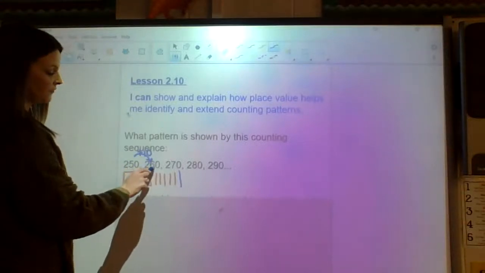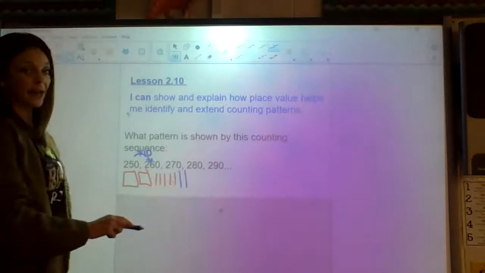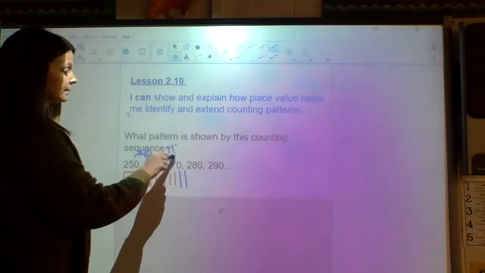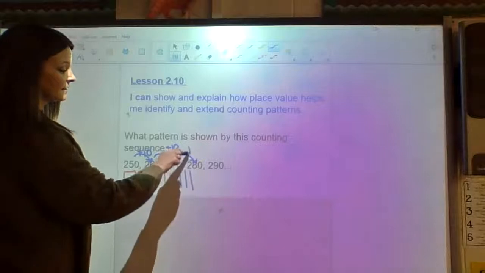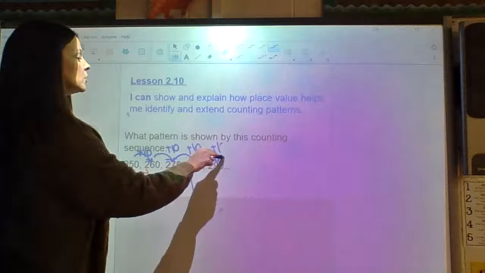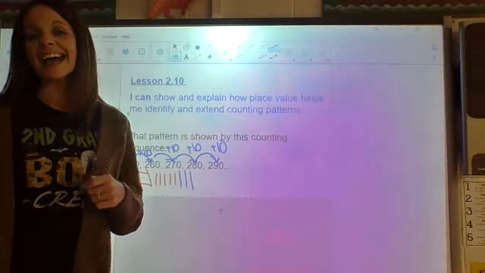What's changing from 260 to 270? I'm adding a 10. So I'm adding another 10. I'm adding another 10. So what pattern is shown by this counting sequence? I'm adding 10.